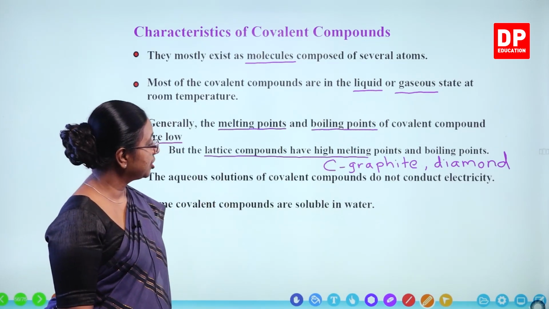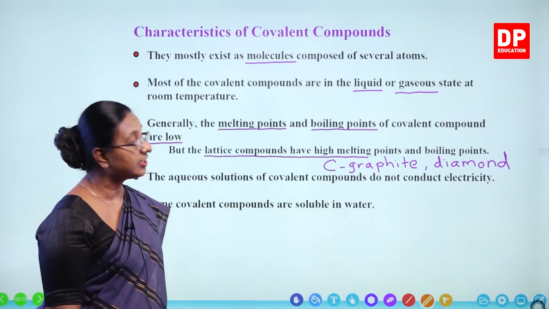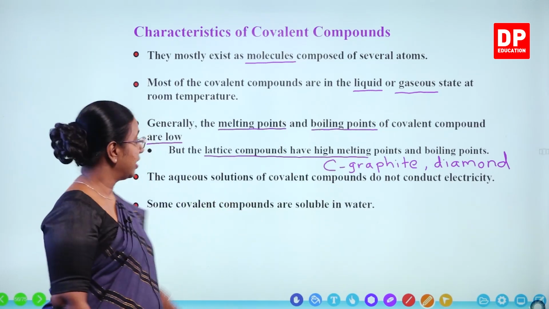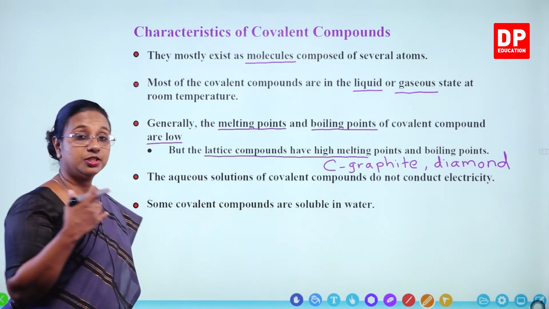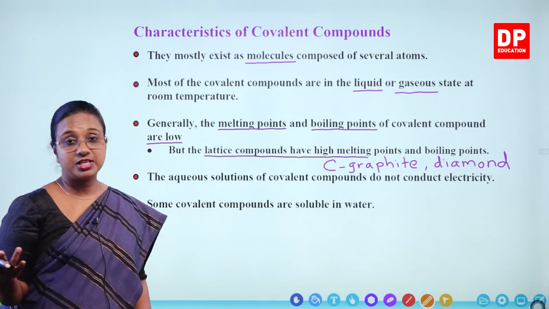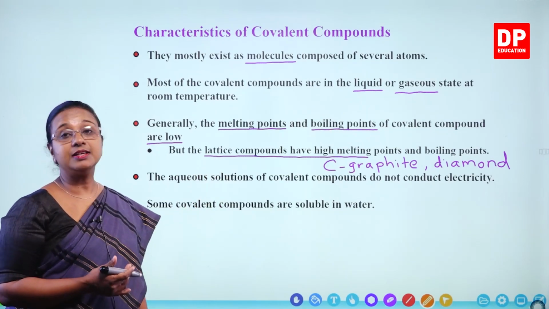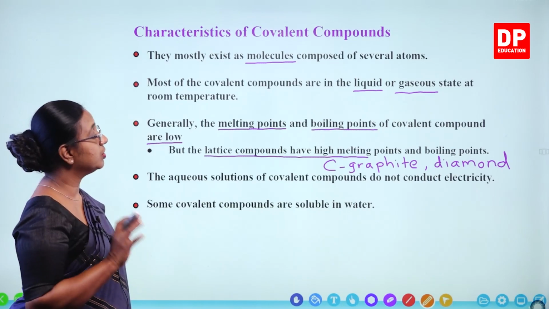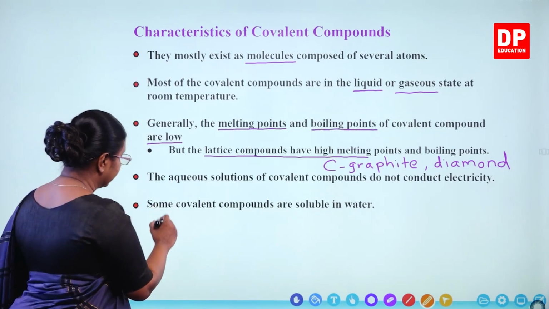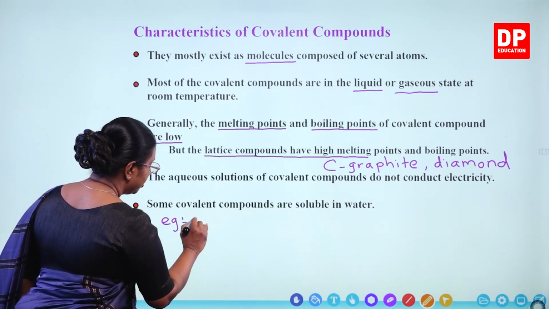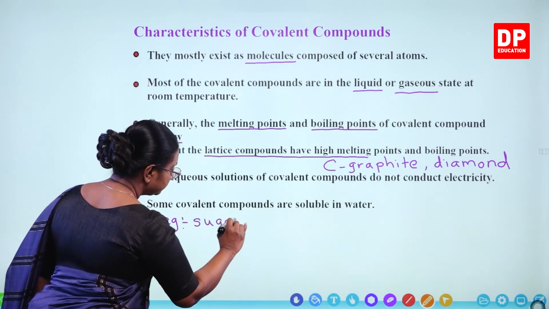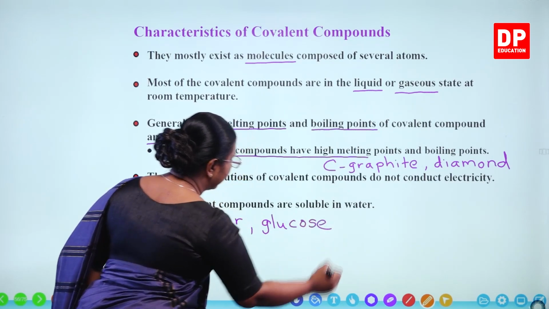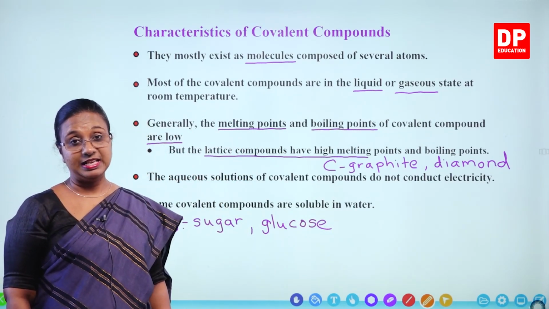The aqueous solutions of covalent compounds do not conduct electricity. That also we saw with the activity. For example, if we take distilled water or sugar solution, glucose solution, they don't conduct electricity. That we all know. And some covalent compounds are soluble in water. Again, examples: sugar, glucose. These are covalent compounds that are soluble in water.